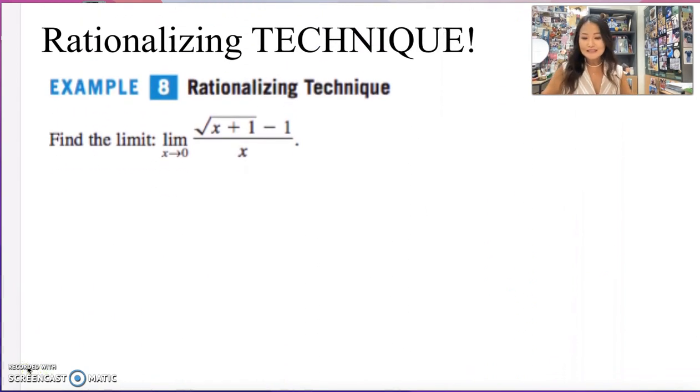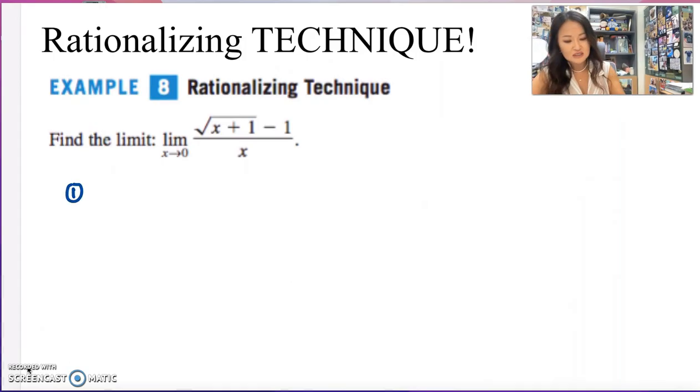Now, what's nice is, you know how you used to know the conjugate of a plus b is a minus b, right? Well, when you're rationalizing, a rational expression also has a conjugate, and it's the same logic as the conjugate of a plus b. So here's what I mean. Again, we're doing the same thing. We're looking for the limit.